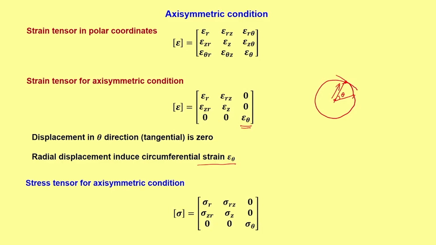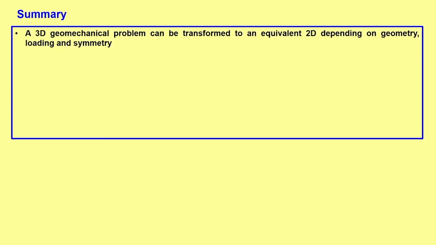The stress tensor for the axisymmetric condition is sigma rr, sigma rz, sigma zr, sigma z and sigma theta, more like the strain tensor.